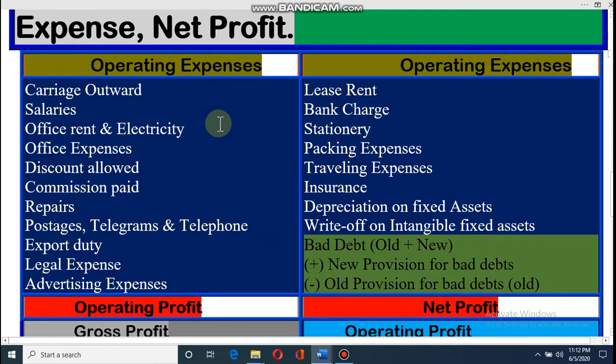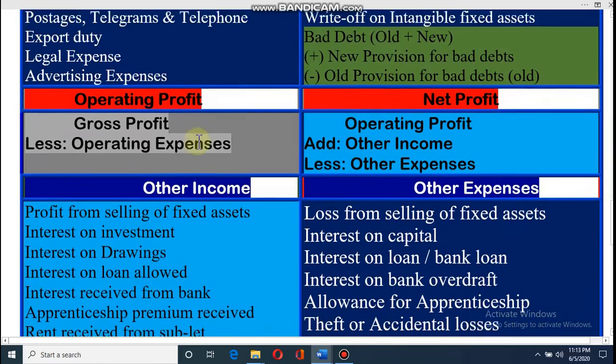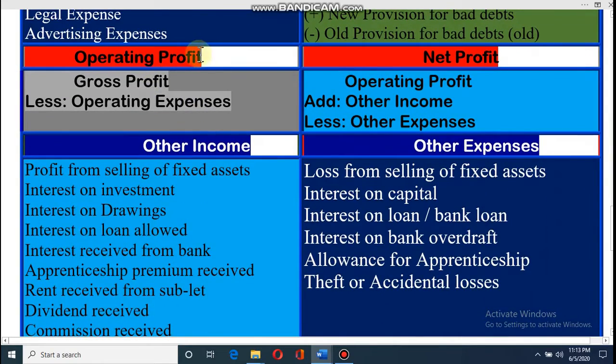Dear student, these are some examples of operating expenses, but again I am telling you to keep it in your mind: operating expenses means the expenses related to operating the business. They help the purchase or production process. Then you can easily find out which one is an operating expense. Dear student, now the formula of operating profit: how will you get the operating profit?